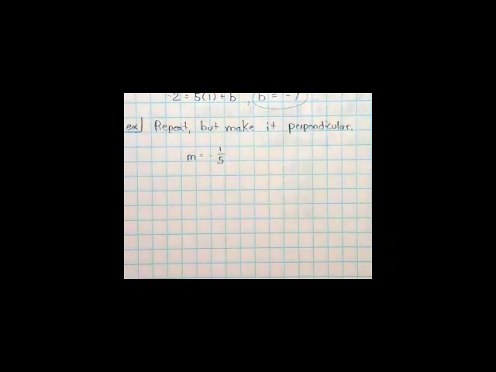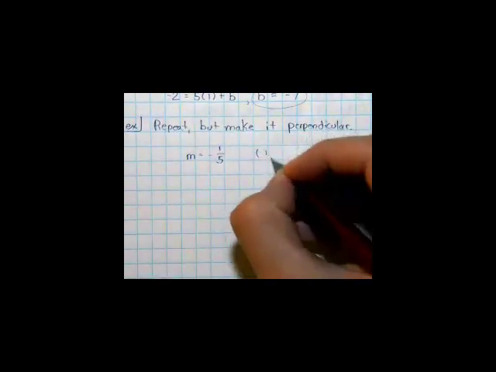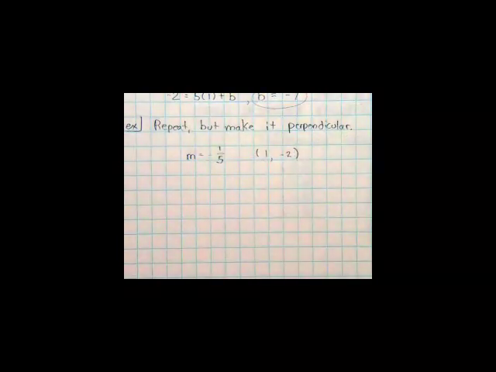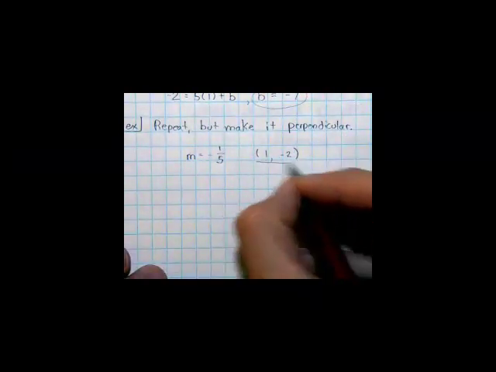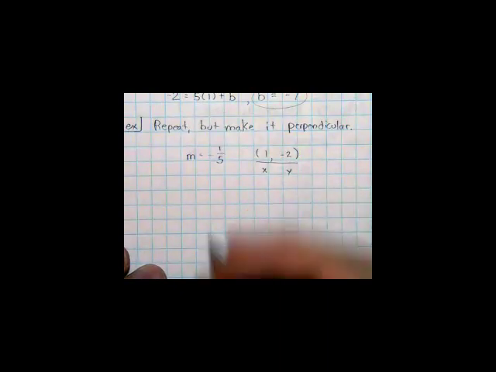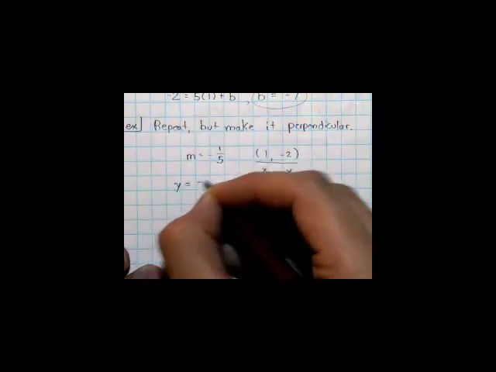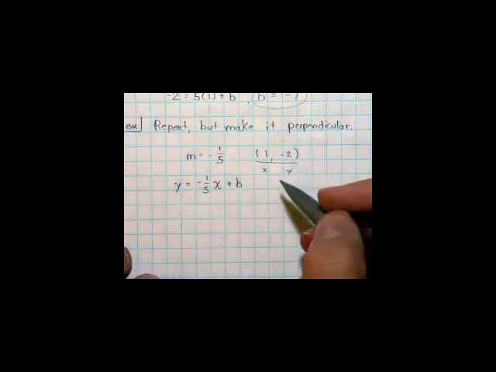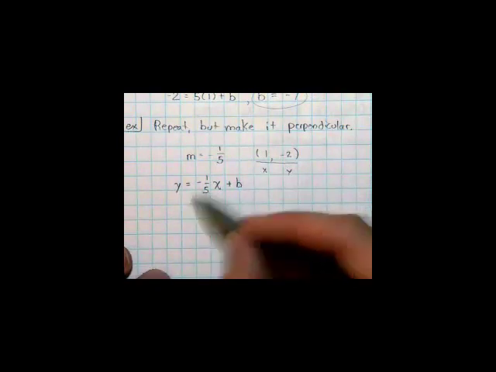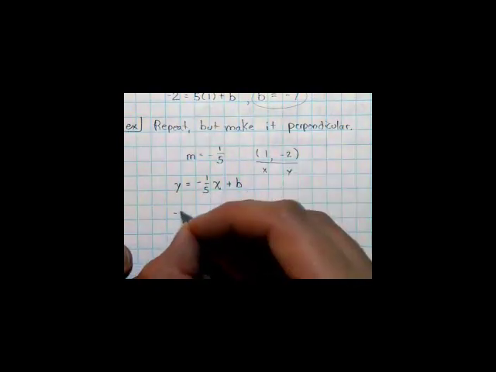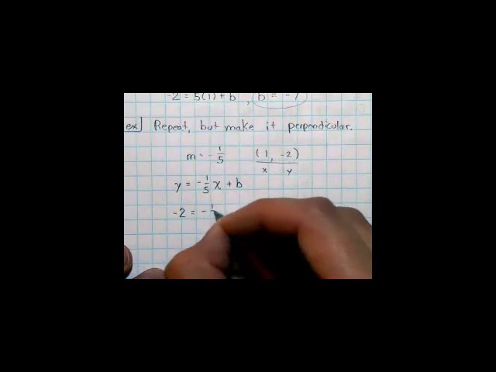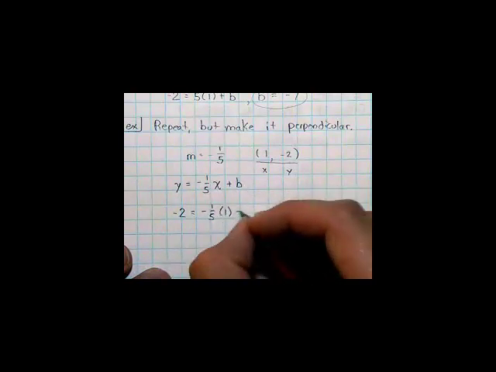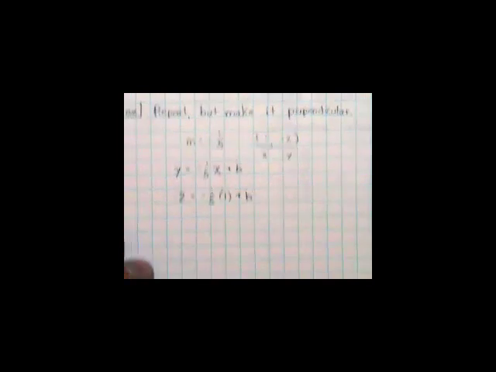So the rest of the process is exactly the same though, right? I got a slope. I got a point. Still 1, negative 2. I'm using that same point this time. Remember this point is my x and my y. So if I start with y equals negative 1/5 x plus b, I can still plug these in. So y is negative 2, x is 1, and now I got to solve that for b.